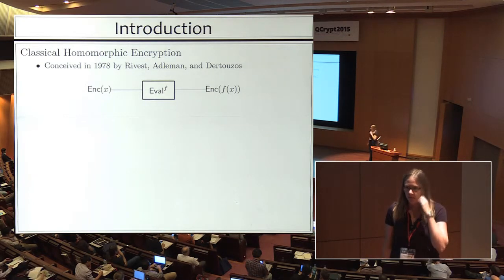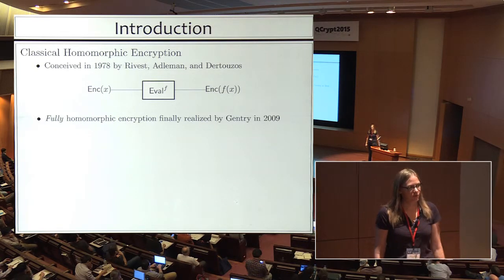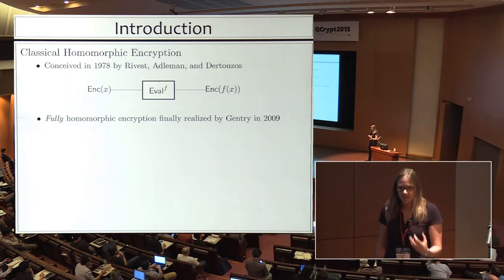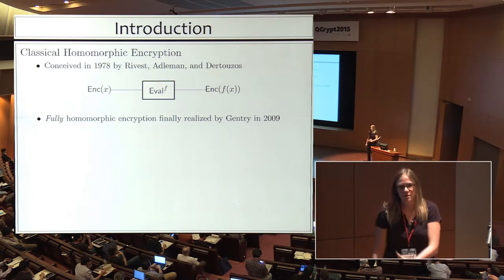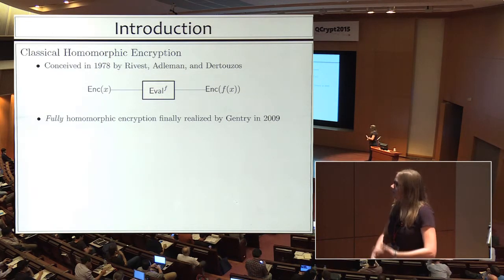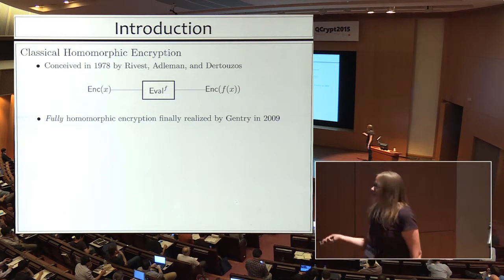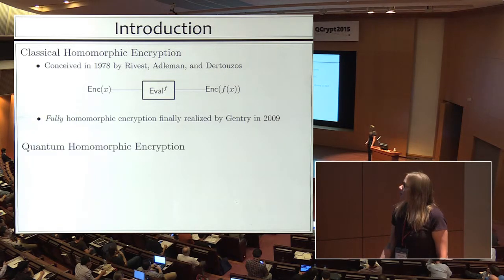of X. And it wasn't until 2009 when Gentry gave the first fully homomorphic encryption scheme, allowing any classical message X to be encrypted in such a way that any function f could be applied to X without decrypting. But of course, we know that this isn't really fully homomorphic encryption because there are many other things that we could do than applying just a classical function.